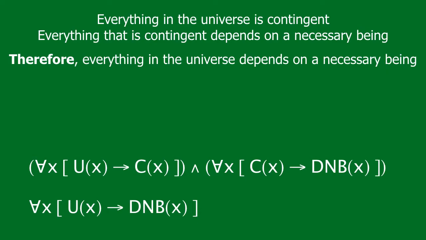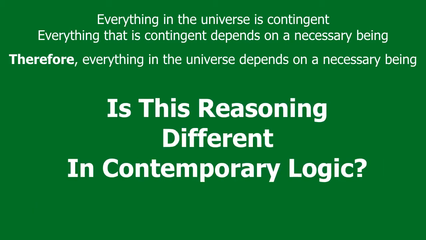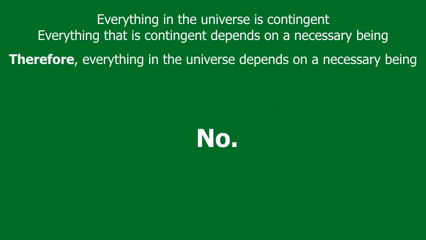So let's return to our question. Is this reasoning different in contemporary logic? This reasoning that everything in the universe is contingent, everything that is contingent depends on a necessary being, therefore everything in the universe depends on a necessary being. Did modern or contemporary logic reason any differently? It didn't. It simply stated each premise in a different language, and it stated the conclusion in a different language, and you had this thing called a rule of inference, and you reached the conclusion.